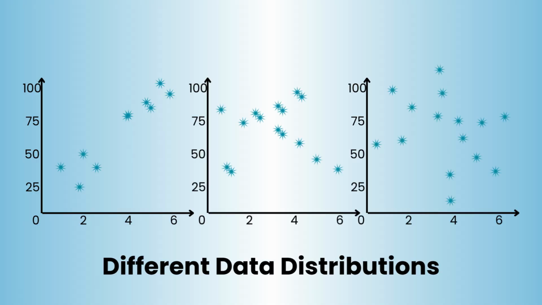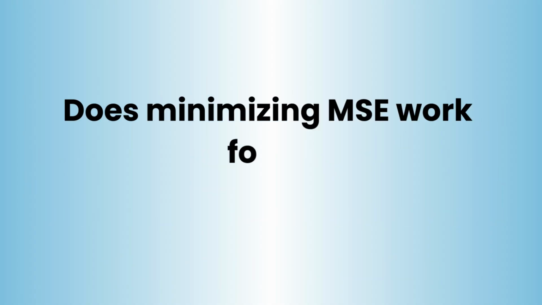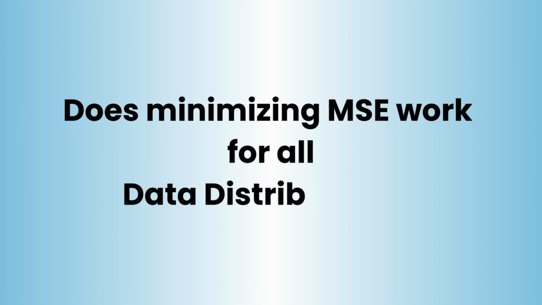The data does not necessarily follow a normal distribution. This leads us to the question, why does minimizing squared errors work even when the original data does not follow normal distribution? Is this assumption valid for all types of data distribution?